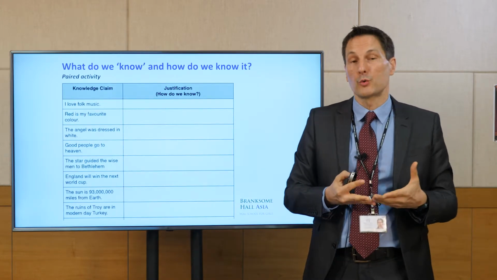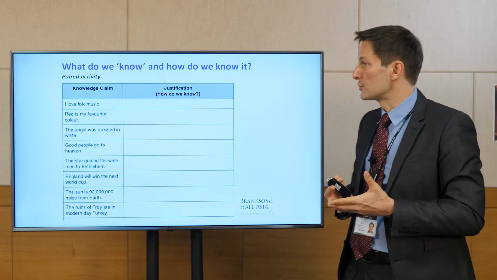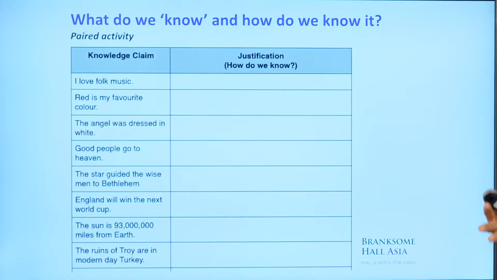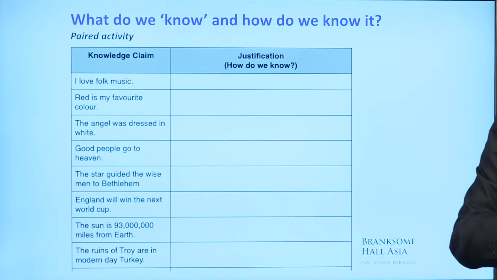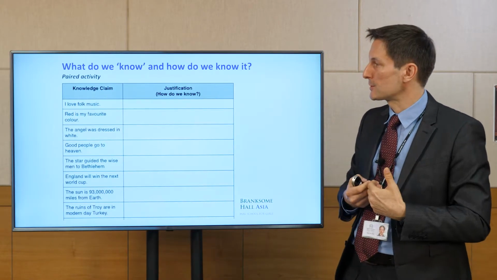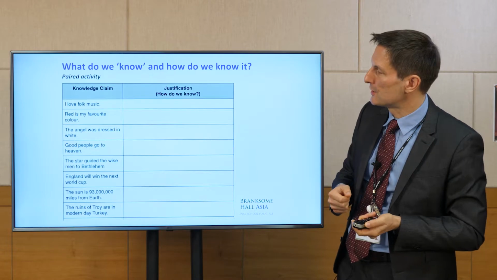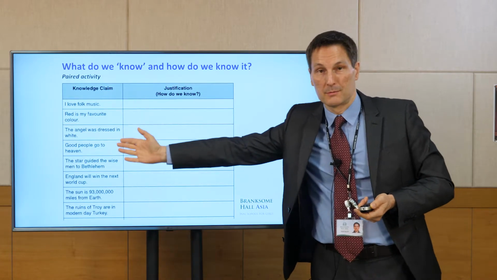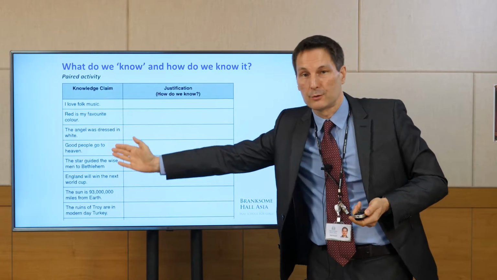So another very important question we ask in theory of knowledge and in critical thinking is, what do we know and how do we know it? And this is where students start to explore that question of how do we know things? What are the ways of knowing that we use to come up with our knowledge claims?